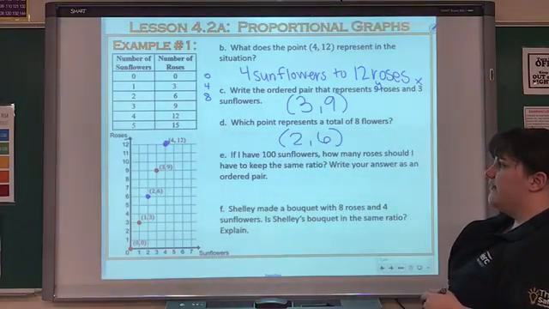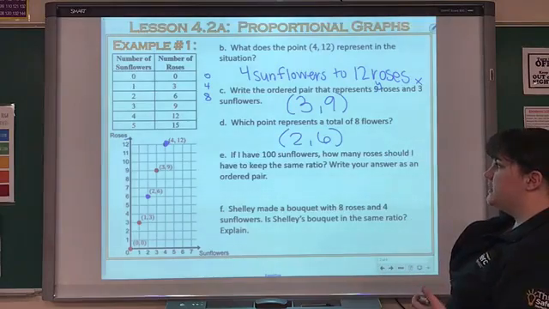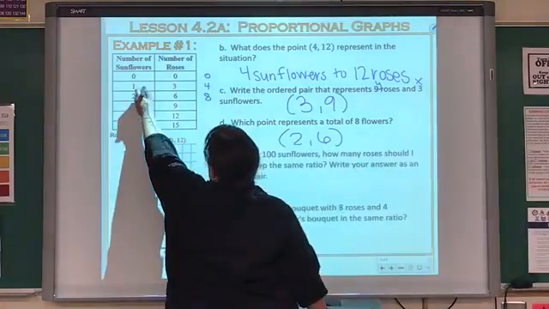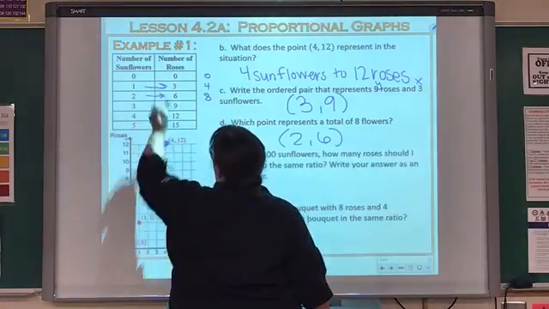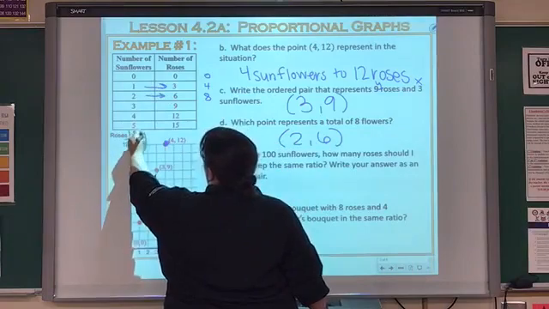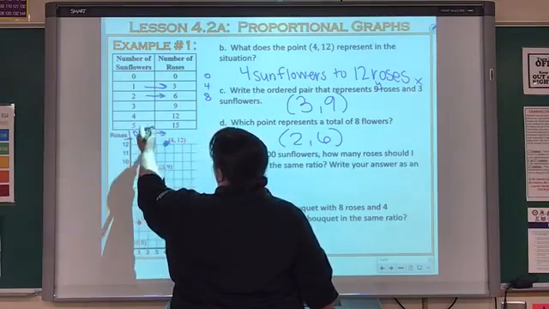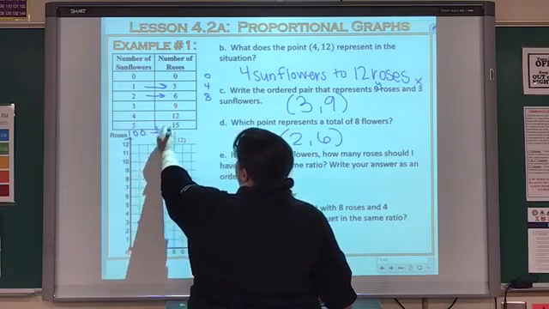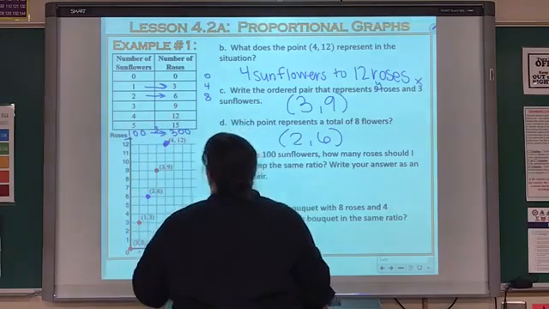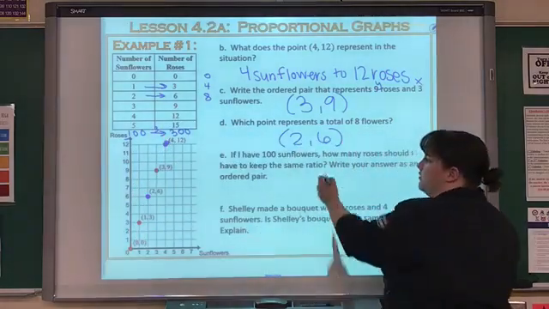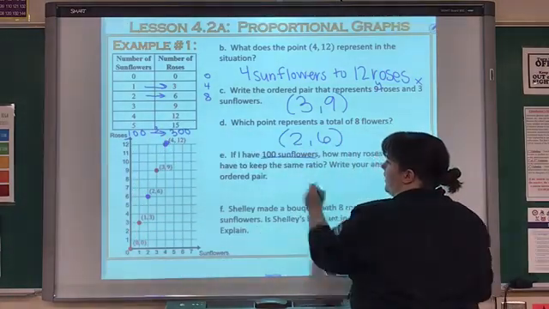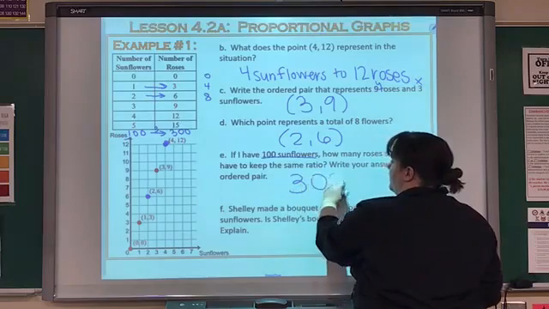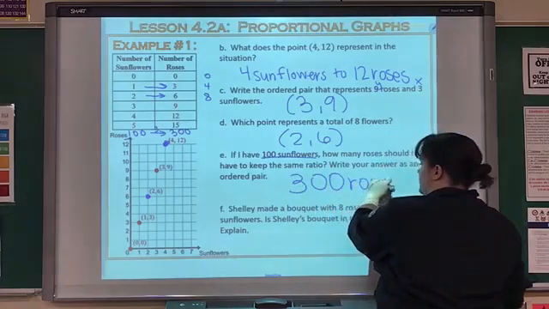Now I want to know, if I have 100 sunflowers, how many roses should I have to keep the same ratio? Well, I know that I am just multiplying by 3 in every step. So if I made a new step where I have 100 sunflowers, I would still need to multiply by 3. 100 times 3 gives me 300. So if I want to keep the same ratio and I have 100 sunflowers, I need 300 roses.